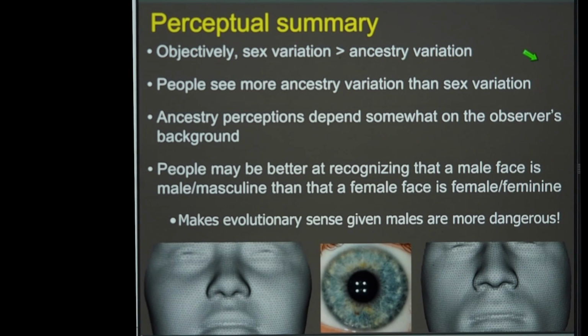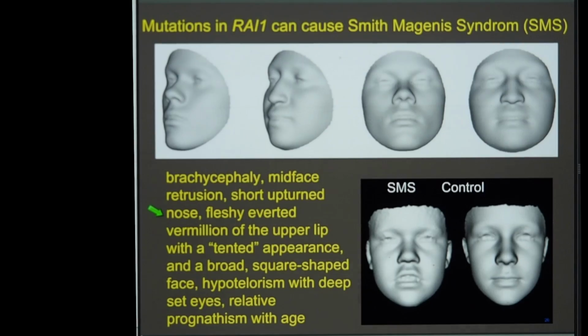Some are summarized here. There is more sex variation than ancestry variation, but people don't see that. People are more focused on the ancestry variation. People also see male faces as male much better, and I think there's probably an evolutionary reason for that. You want to avoid those. I mean, look in the prisons, right? You got a lot more men there.